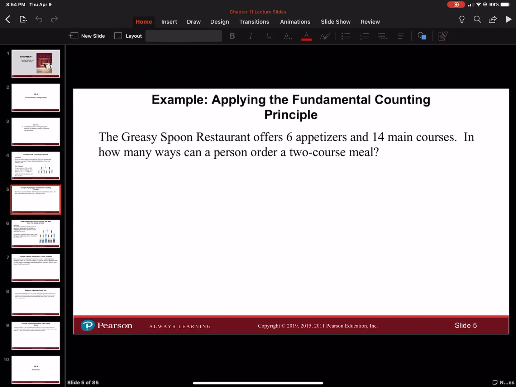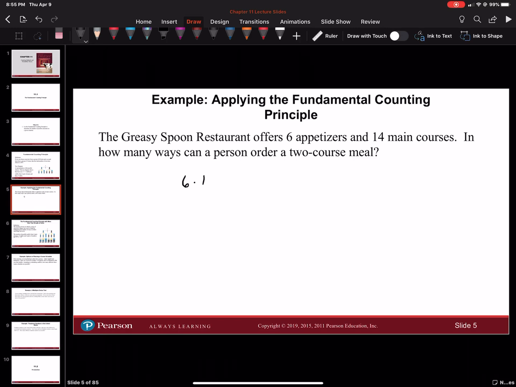So, example, the Greasy Spoon restaurant offers 6 appetizers and 14 main courses. In how many ways can a person order a 2-course meal? So we have 2 things to choose from. We have an appetizer and a main course. So, just like we know from the definition, we have M times N. So it'd be 6 times 14, which equals 84 ways. So it's 84 different 2-course meals that they can actually have.